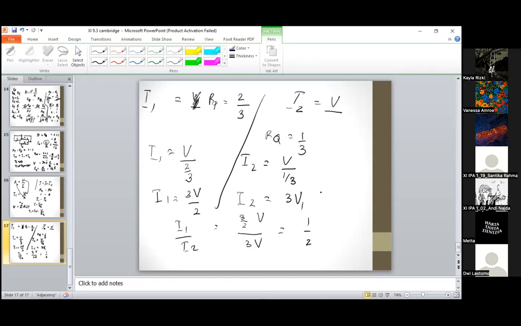The comparison between I1 per I2 is 1 per 2. So if the current is 12, we know that, or maybe another comparison like 15 maybe. So we know that the I2 will be 10 amperes and the I1 will be 5. The answer will be, a minute.